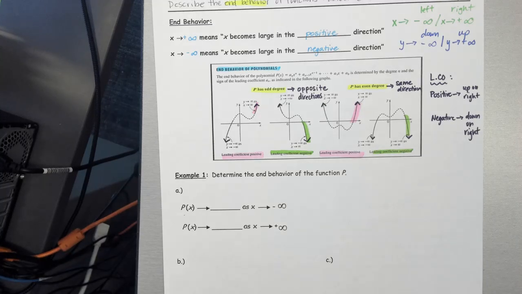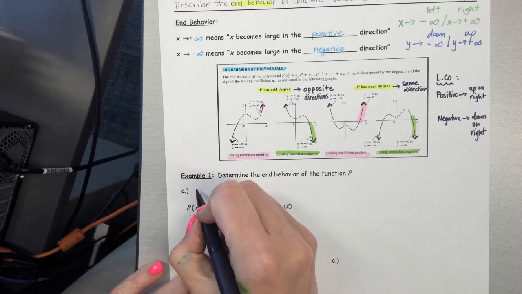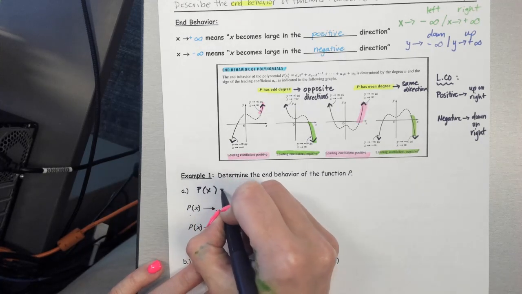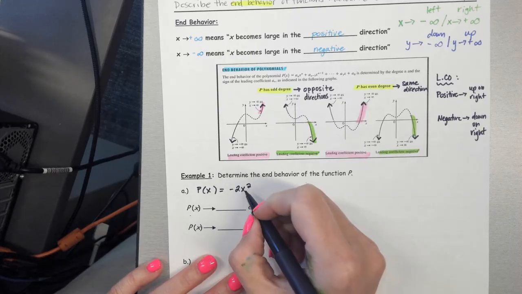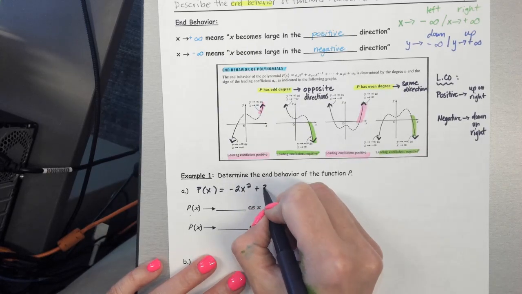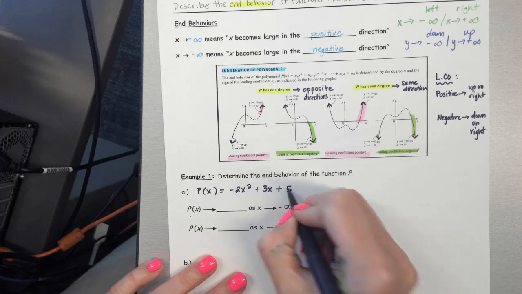So we're going to determine the end behavior for the function p. We have p of x equals negative 2x squared plus 3x plus 5.